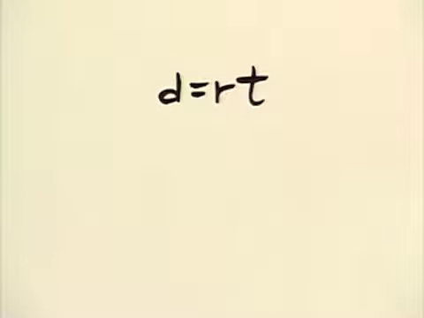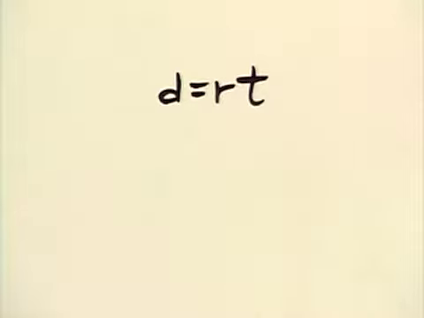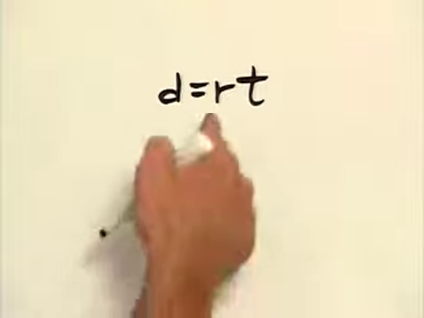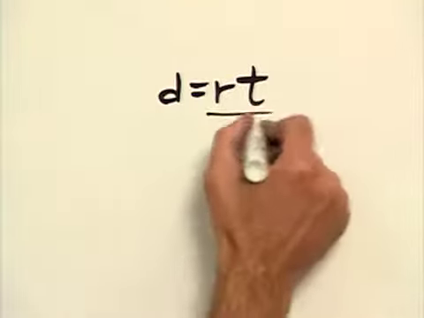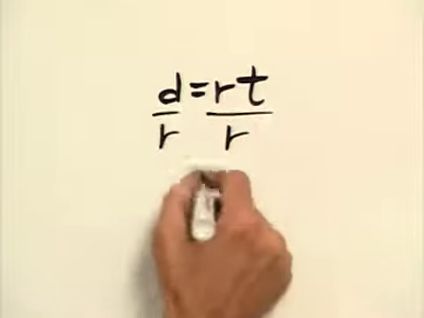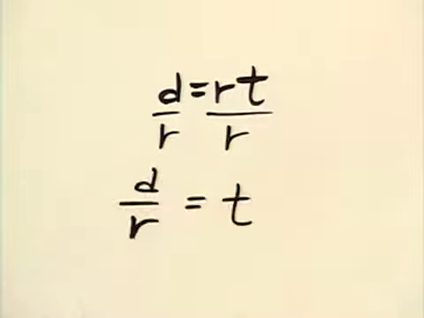This problem is a uniform motion problem where we have distance is equal to rate times time. However, in this problem it said the same amount of time. So when we set up our equation, we're going to be setting the time to go upstream equal to the time to go downstream. So we need this formula set equal for time. I'm going to divide both sides by r and get time is equal to distance divided by the rate.